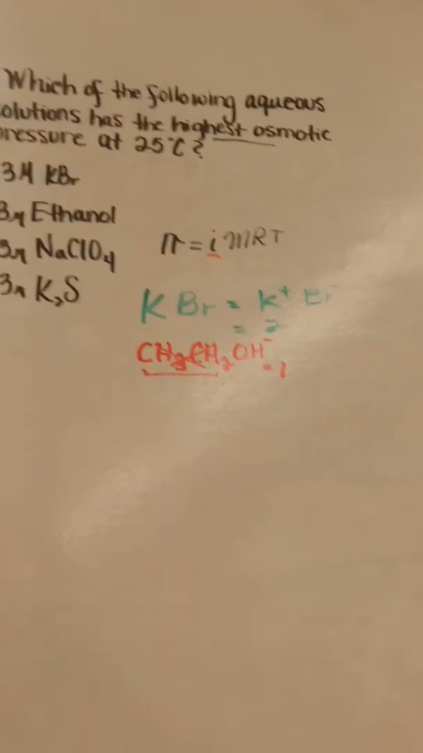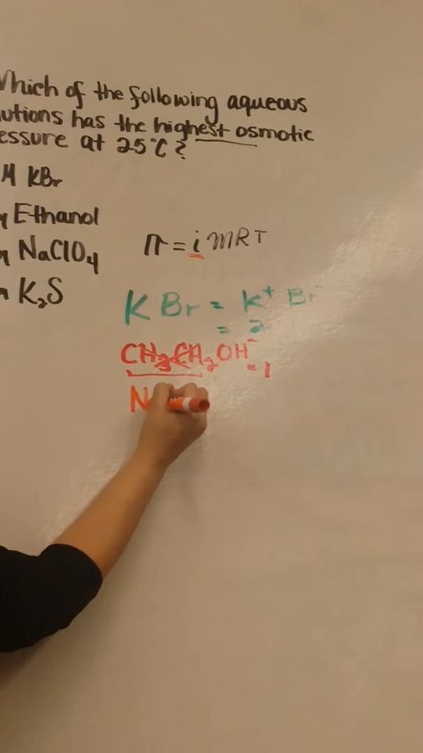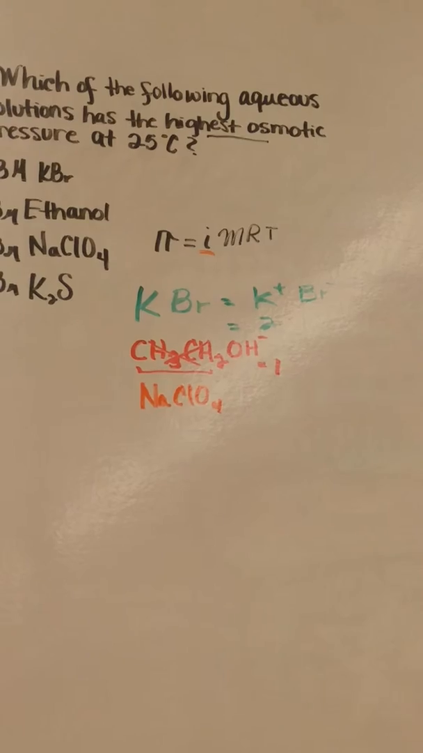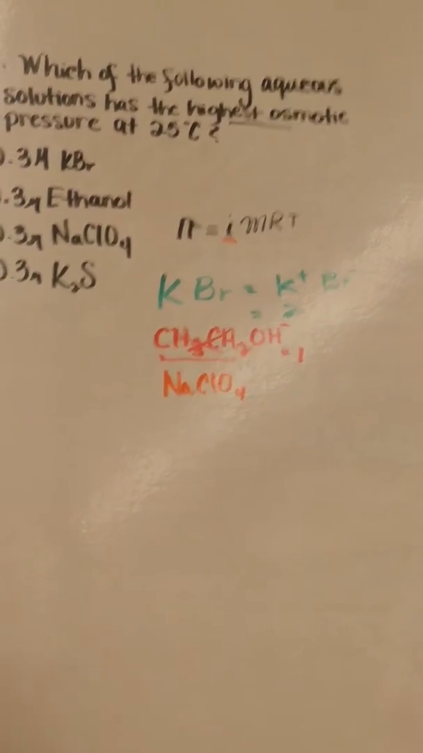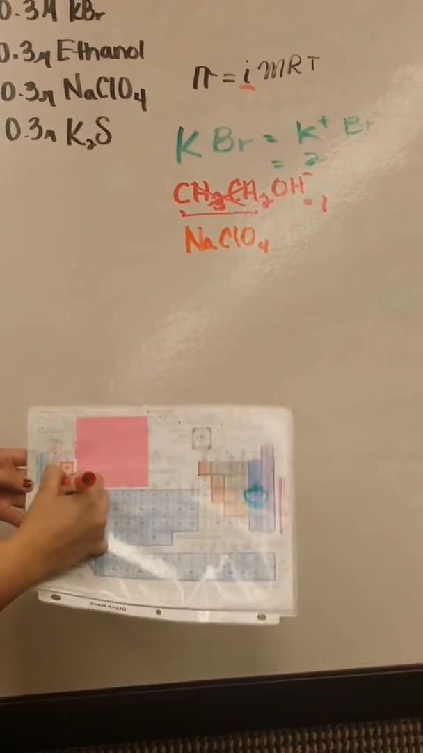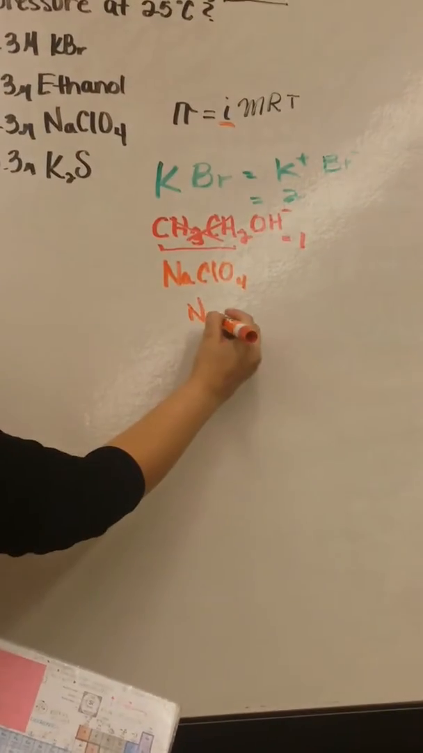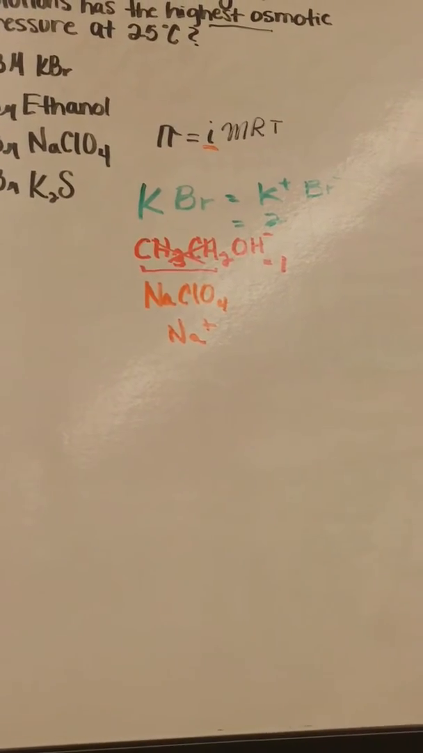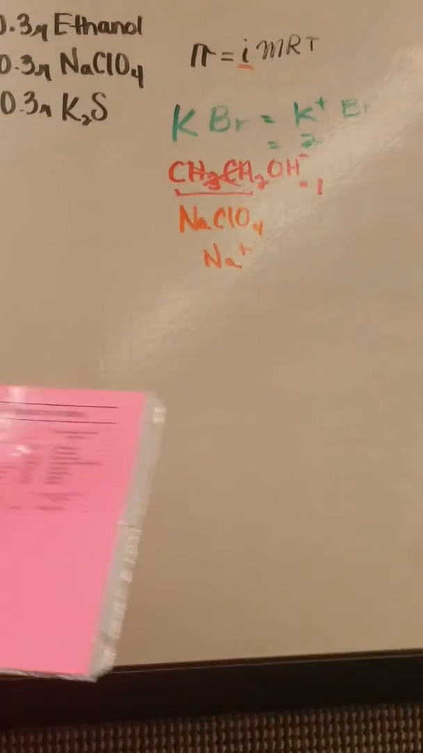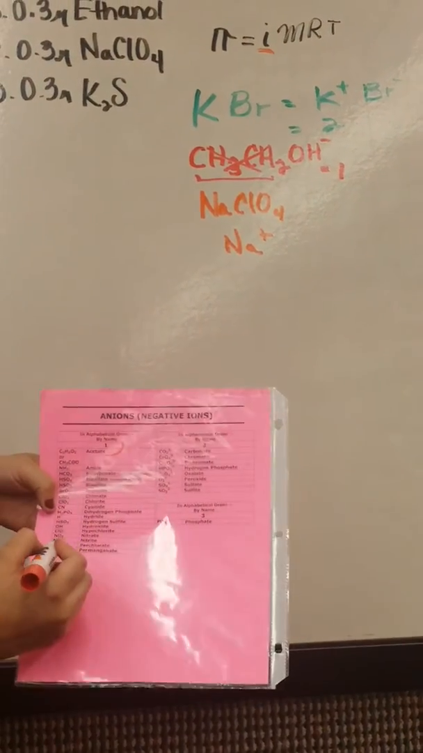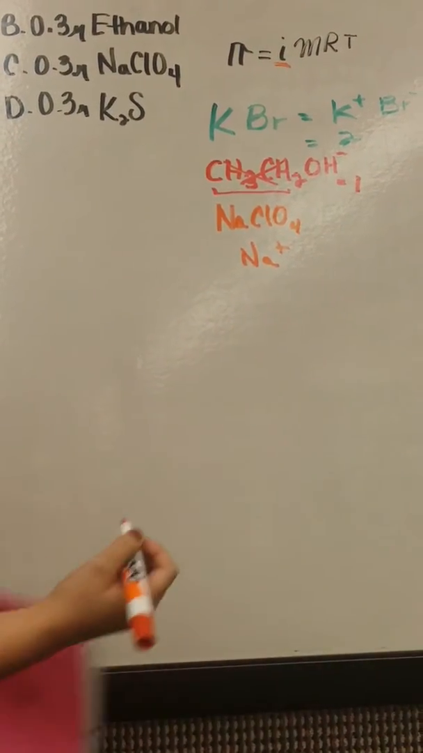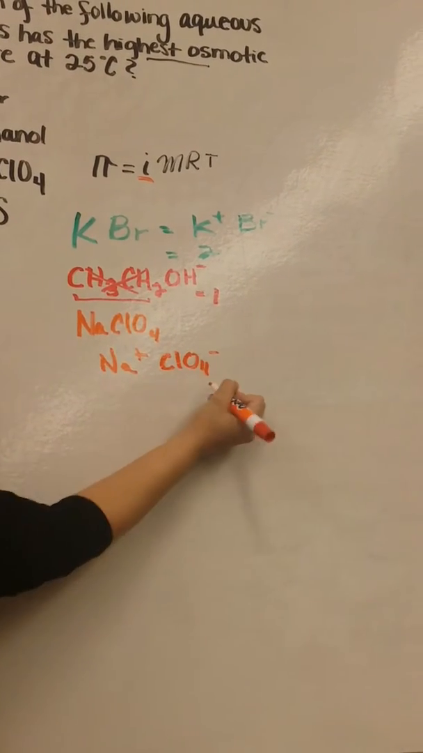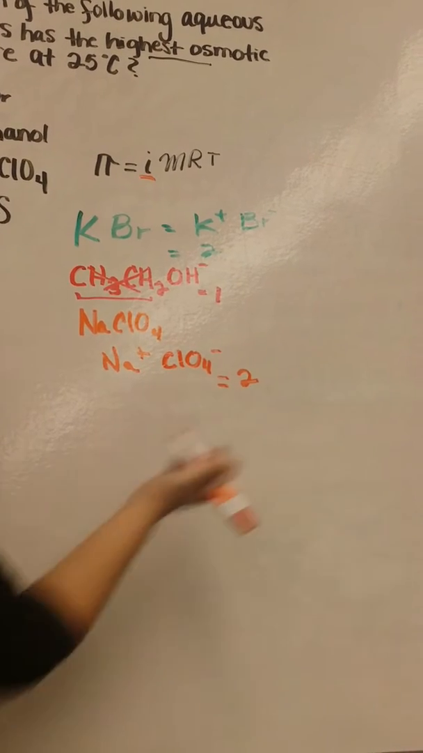Then we have NaClO4. If we go to the periodic table, we look at Na, it has a +1 charge. And ClO4 is one of the anions you need to know, one of those anions that has a -1 charge. ClO4 is right here. So it's just a -1. So this has 2 ions.